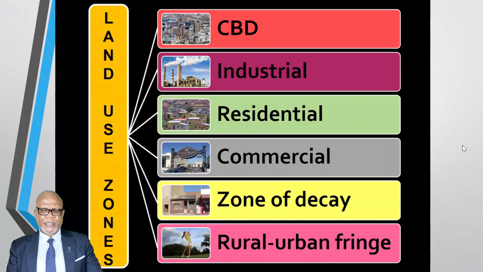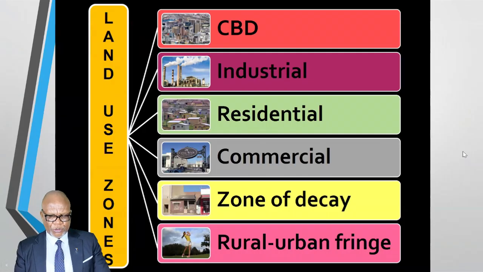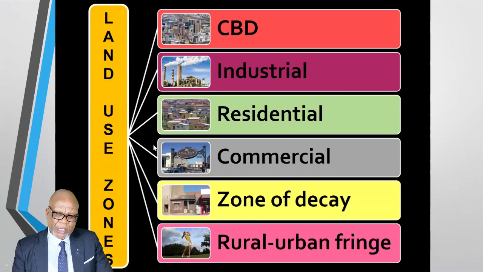And now we look at the land use zones. So we spoke about land use in urban areas and in rural areas. It is a particular use of the land. But now in urban areas, talking about the land use zone, it means a particular area that is used for a specific function. It's a particular area of an urban area that is used for a particular function.